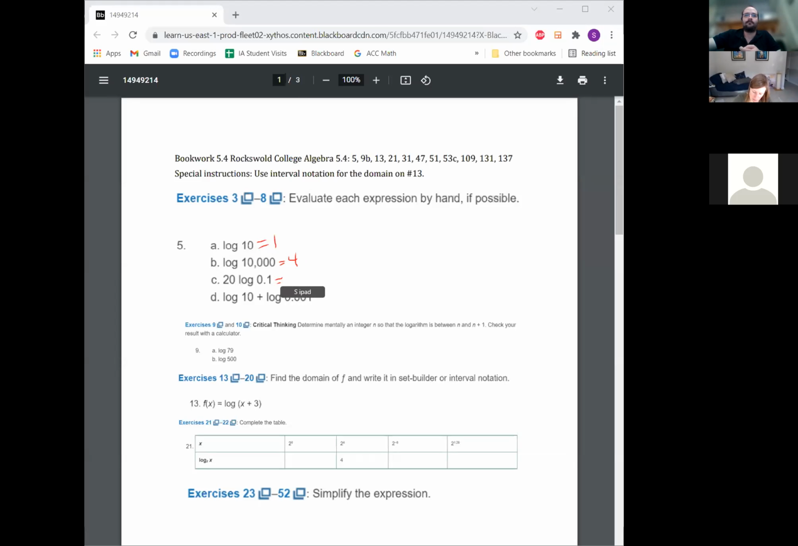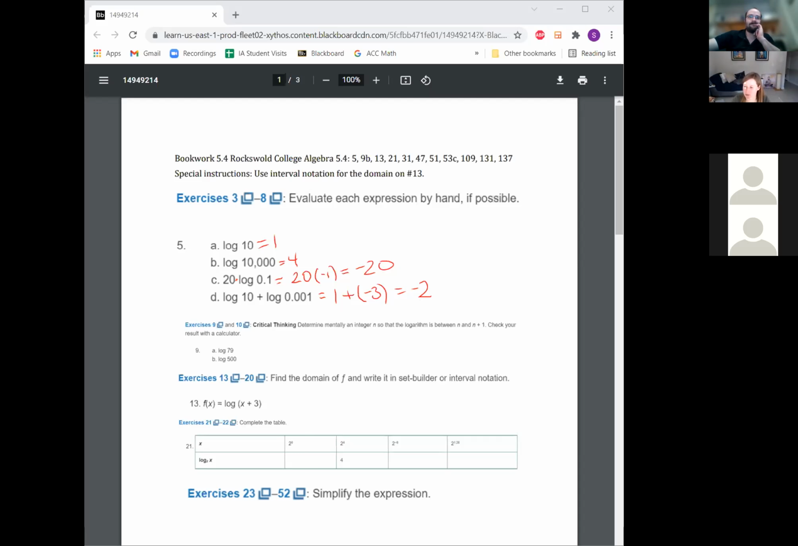And then C and D, I struggled. For the base log 10 and the 0.1, I got -1. I didn't know what to do with the 20 though. I didn't know if it was still a multiplication. This is a multiplication here. So multiply them. -20. Yep, okay. And then D, is it -2? We have 1 plus a -3, right? So -2. Yeah, okay.